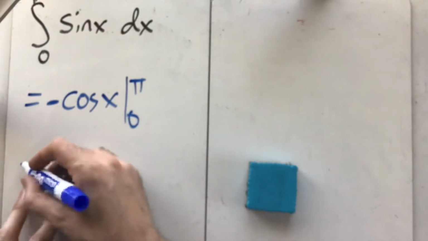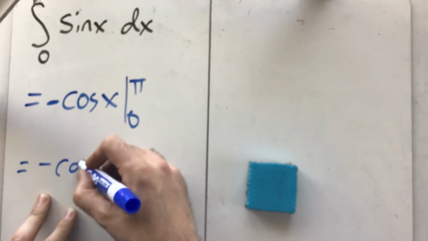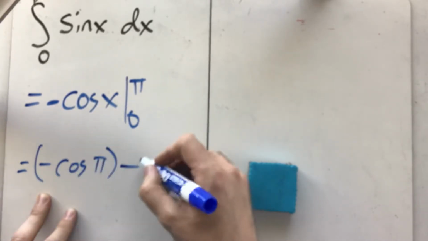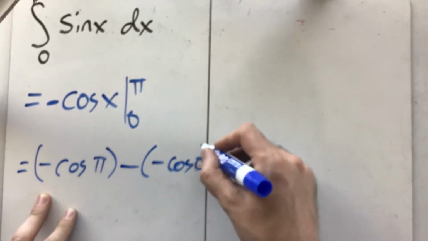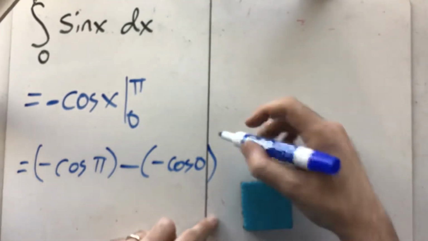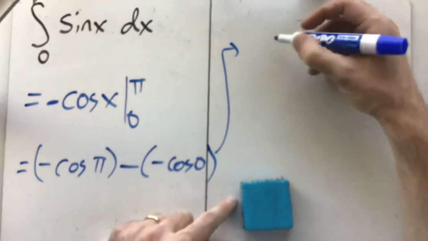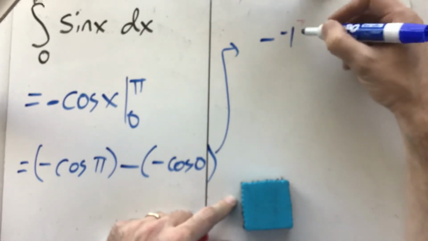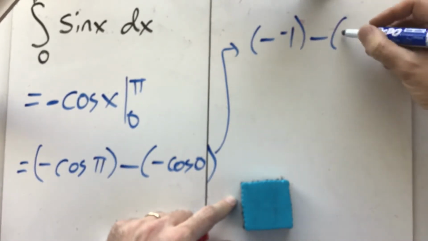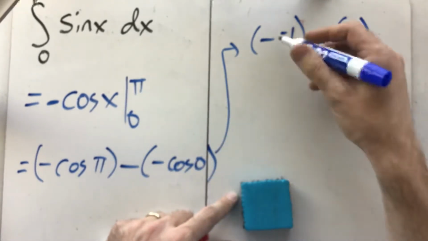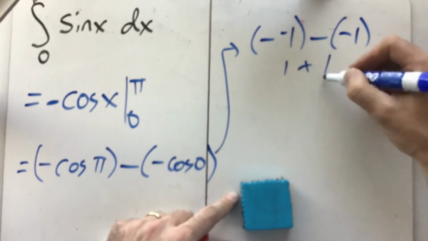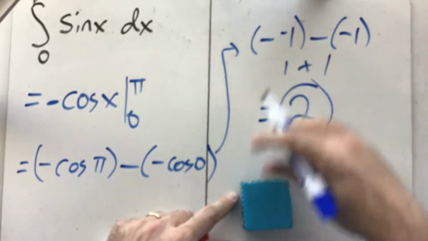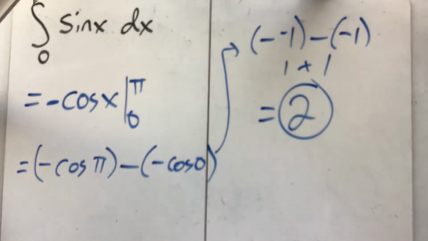And now we just plug those in. And so we get negative cosine of pi minus negative cosine of 0. And now if we look really closely, cosine of pi is -1, so we've got negative of negative 1 minus negative cosine of 0, which is +1. So this looks like 1 plus 1, and our answer is 2. So that one wasn't so bad, right? Sometimes when you see these trig functions, you get a little intimidated, but it actually worked out pretty simple because we know what sine and cosine are.